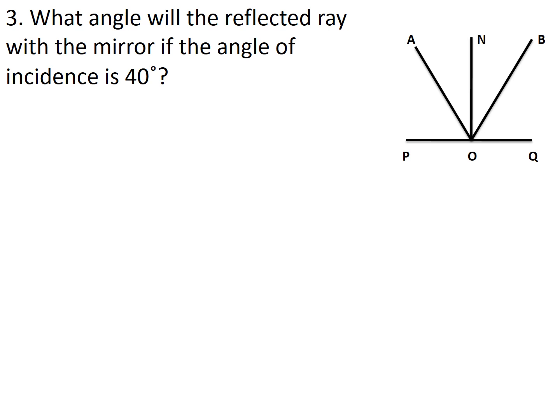Okay. So what angle will the reflected ray make with the mirror? So that I have to find. What is given? If the angle of incidence is 40 degrees. This is what they are asking. Reflected ray with the mirror. My mirror is PQ, reflected ray is B. So the angle from B to PQ will be what I have to find. So that is the question mark.